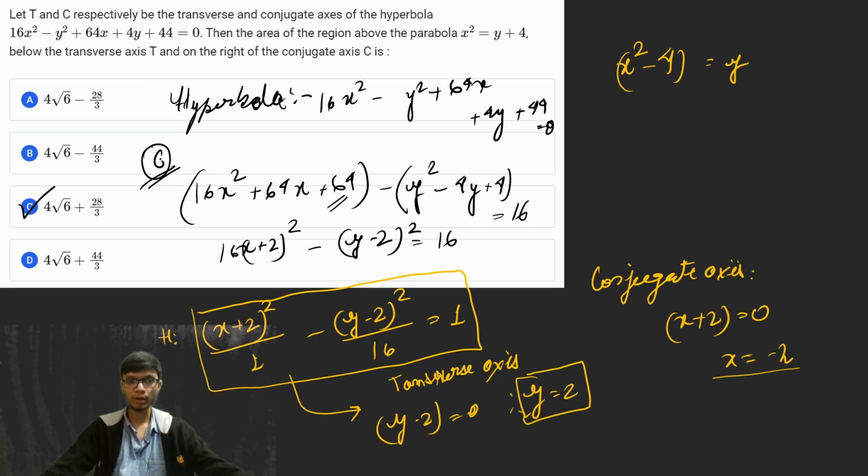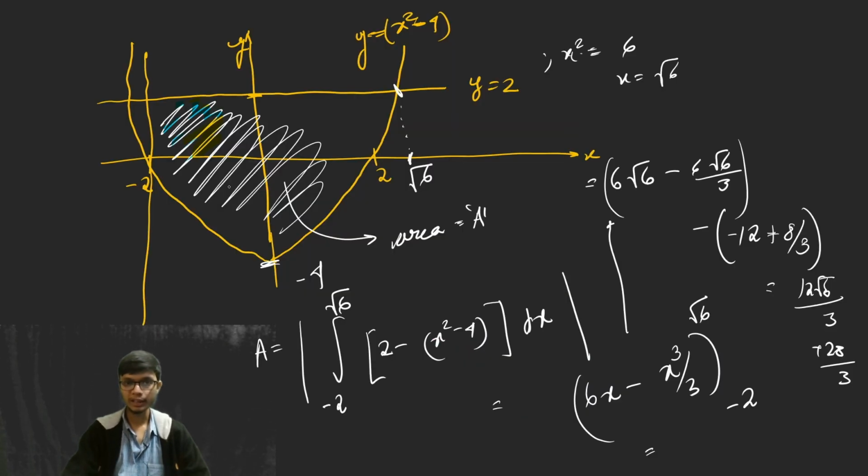Now this problem is a problem on definite integral. But before finding the definite integral, you need knowledge of hyperbola to get the transverse and conjugate axis, as well as knowledge of the parabola. This is a pretty decent type of problem that can definitely be asked in your JEE Mains examination. All right, so let us move to the next problem.